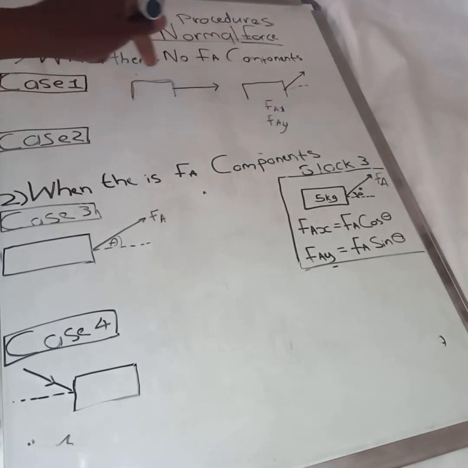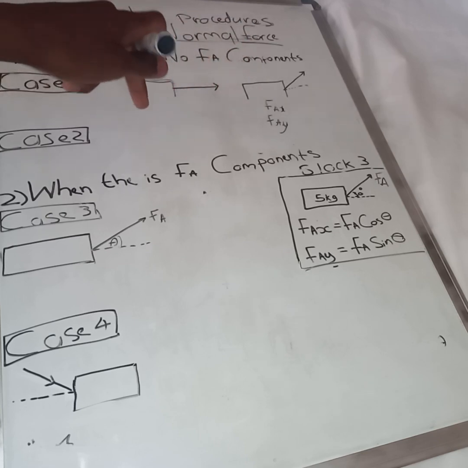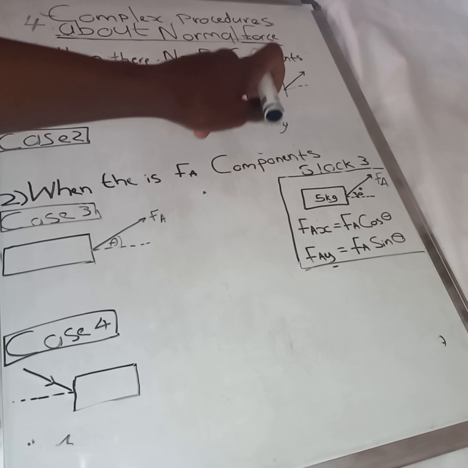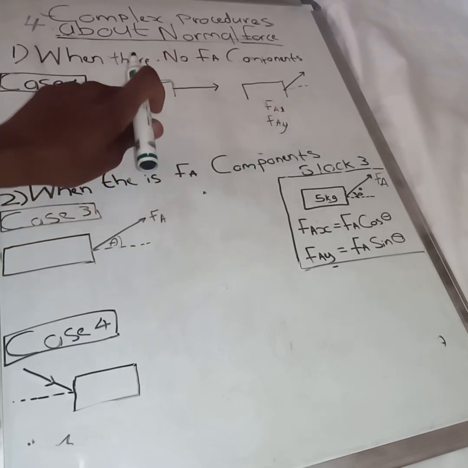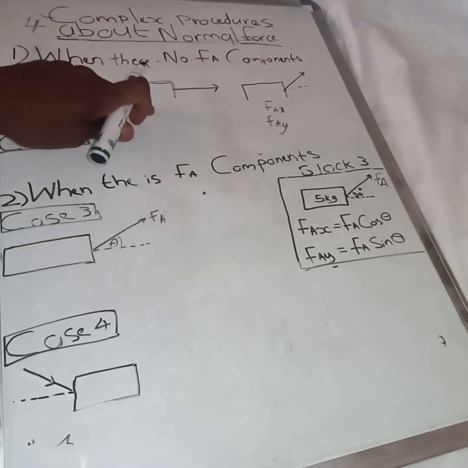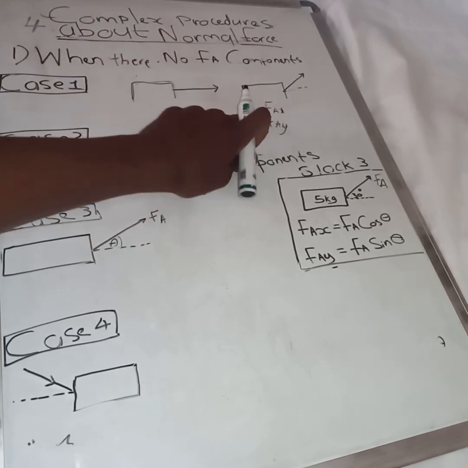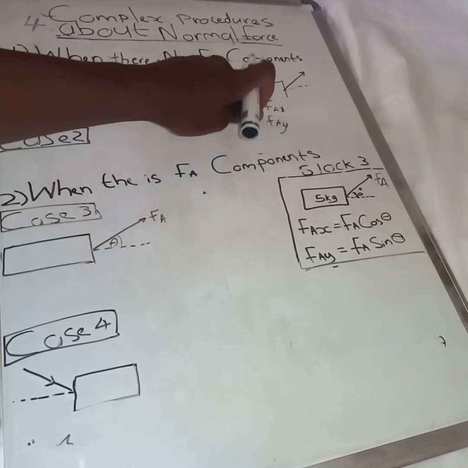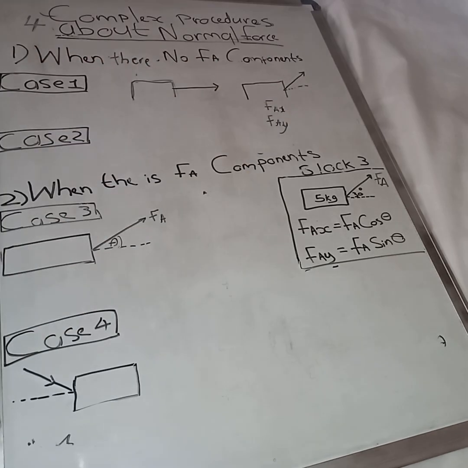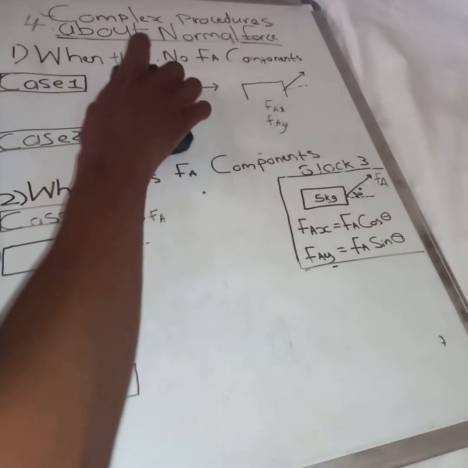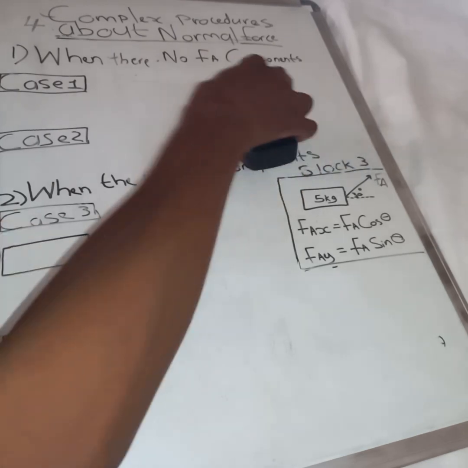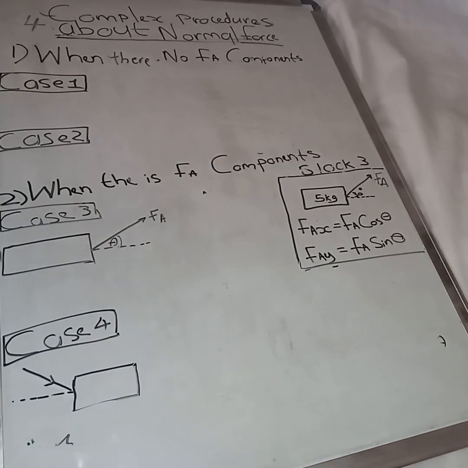But when we apply a force here, there is no angle, meaning that we are not going to produce Fax or Fay. So here, we are not going to produce Fa components. Note this. We only produce Fa components when we apply a force at a certain angle. Let us study case number 1.